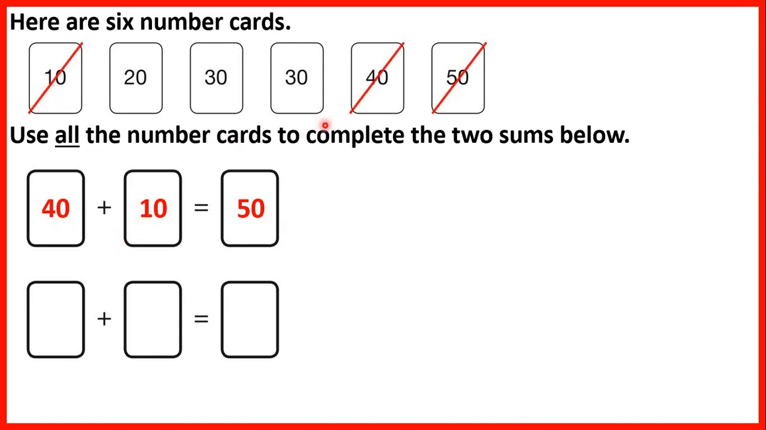And now, if we cross off the cards that we've used, we have 20, 30 and 30. But we can't write an addition calculation using those numbers. So we need to try something else. Rather than 40 and 10, we could have 30 and 20 to make 50. And then we have 10, 30 and 40 left. So we can have 40 as our answer, and we can make that with 30 plus 10.